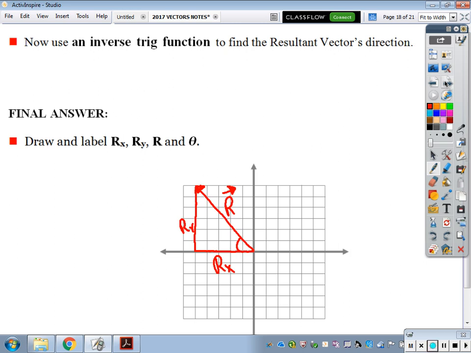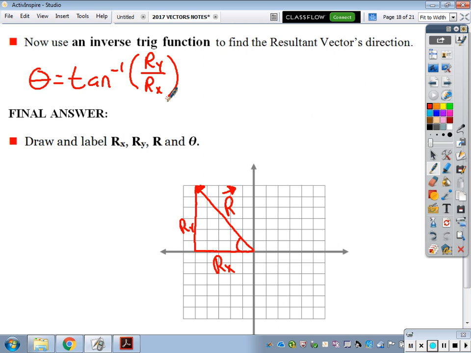So the rearranged version of it, theta equals inverse tangent of the ratio, but now we're actually going to use the proper values. What is the opposite side of this right triangle? Ry. Over, what's the adjacent? Rx.